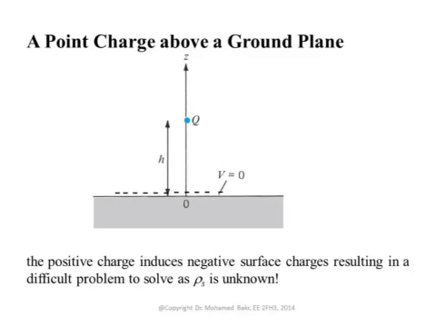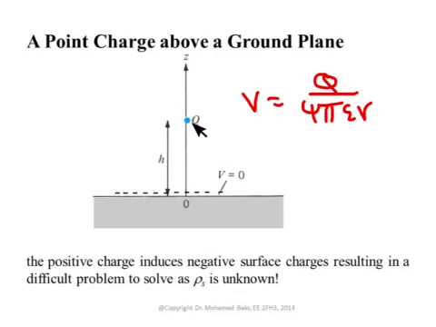We talked before about the potential resulting from a point charge, and we said that it is given by the expression V equals Q over 4 pi epsilon R, where R is the distance from the charge to the point where we are measuring the potential. But this expression is valid only when the charge Q is away from any other charges. If there are other charges, you have to include their potential as well.